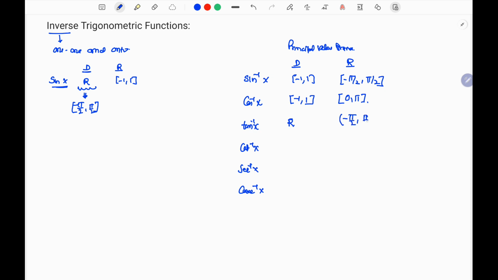-pi/2 to pi/2. Here we are using parentheses, which means the corner values, that is -pi/2 and pi/2, are not included in this range. The domain of cot inverse x is R, while the range is 0 to pi. The domain of sec inverse x is R minus (-1, 1), where its range will be 0 to pi, excluding pi/2. And for cosec inverse x, the domain is R minus (-1, 1), and the range will be -pi/2 to pi/2, excluding the value 0.